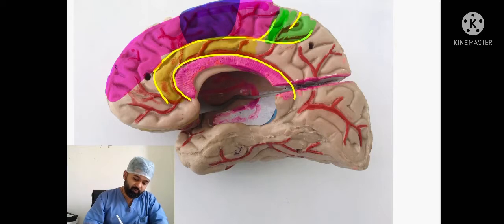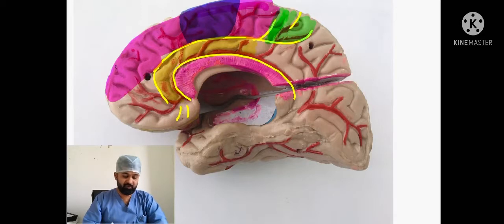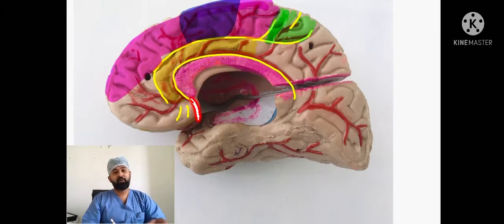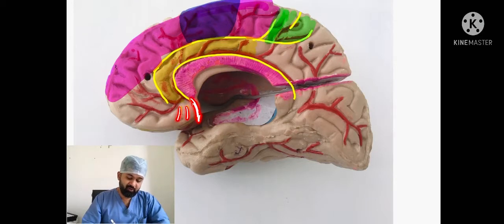Coming to the front side, near the rostrum, we have two more sulci which are known as paraterminal sulci, because below the rostrum of the corpus callosum we have the lamina terminalis, which forms the anterior end of the third ventricle. This we will see when we discuss the ventricular system. So we have the paraterminal sulci, and around these paraterminal sulci we have the paraterminal gyri.